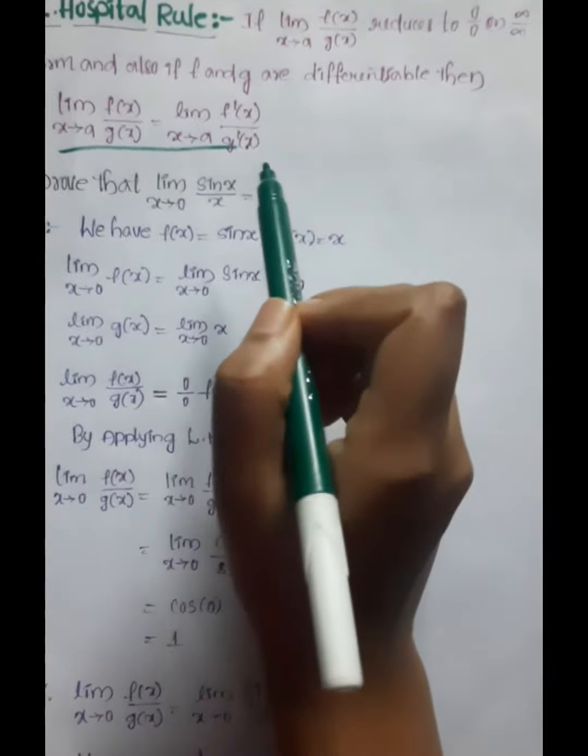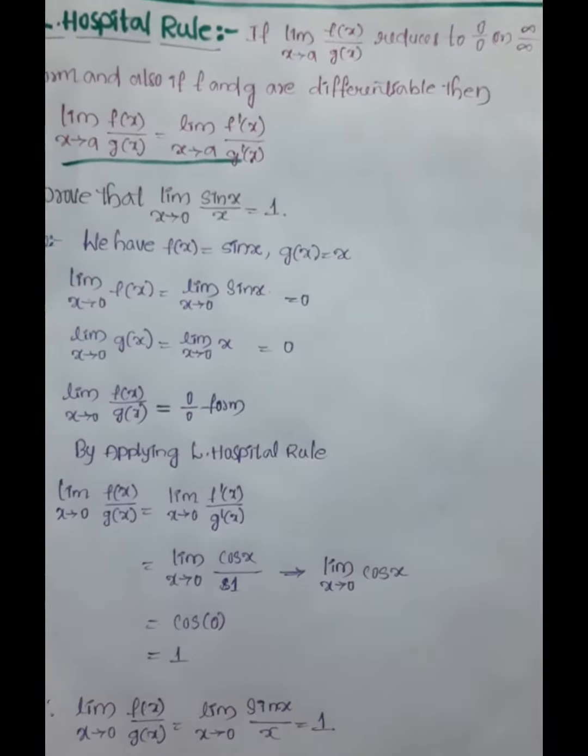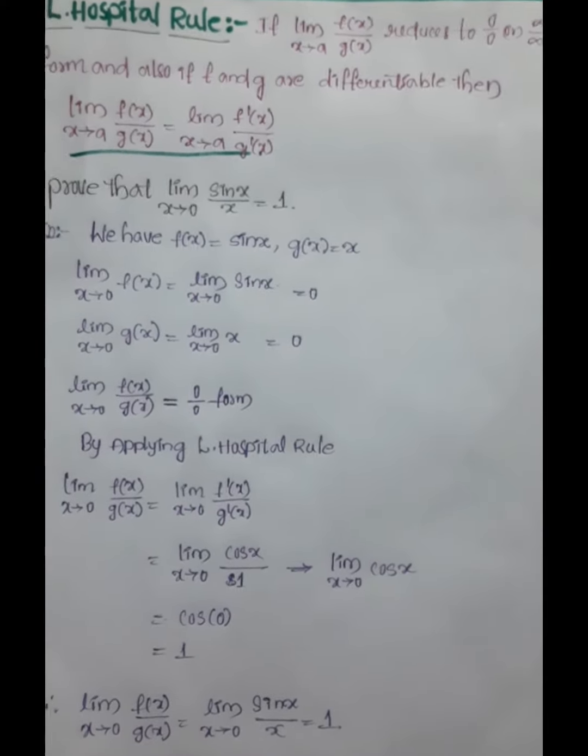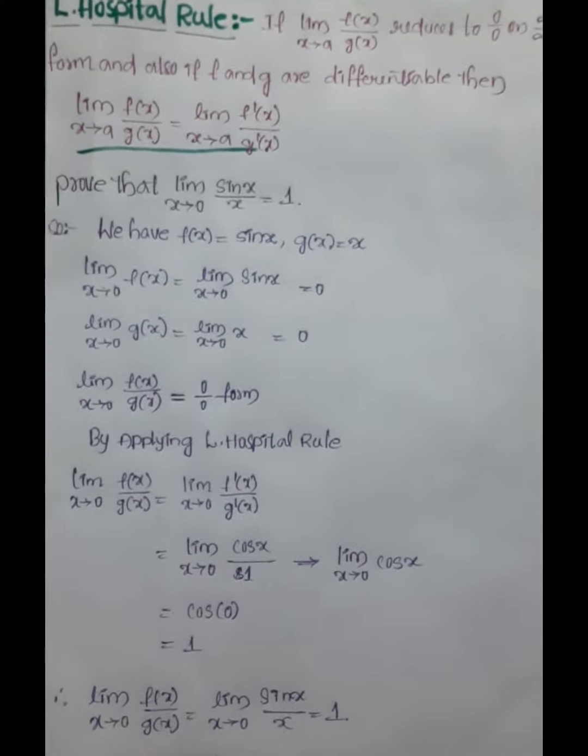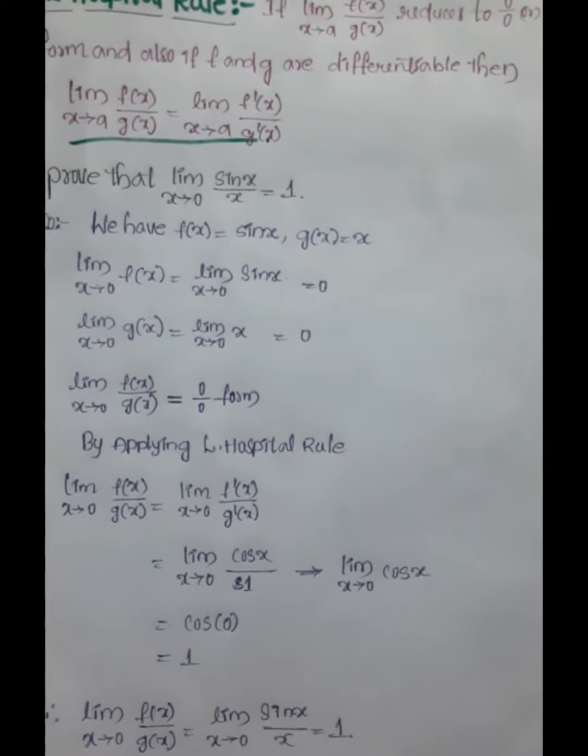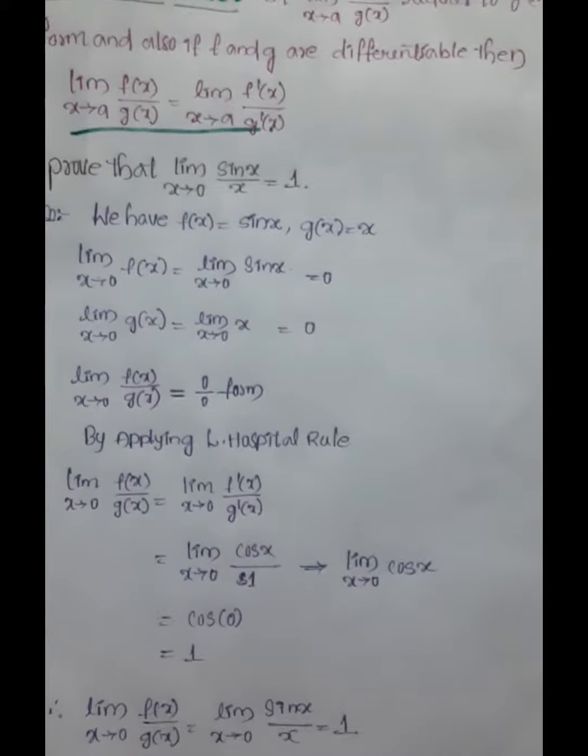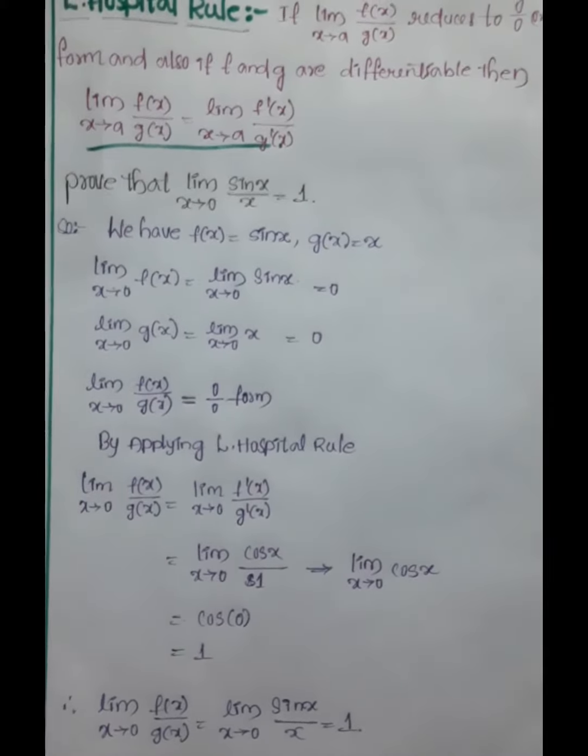We use it when we have a function in the form of f of x by g of x and when we apply the limits, it reduces into the form 0 by 0 or infinity by infinity. In that case, we need to apply this L'Hospital rule and we get a constant value as the answer.